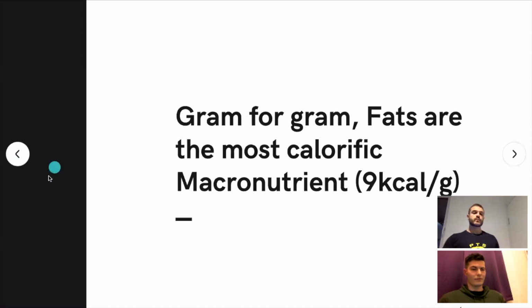Also, it is good to know that gram for gram, fats are the most calorific macronutrient. There are 9 calories per gram in fats, compared to the 4 calories per gram of carbs and protein. So it's a little bit more than double the energy. That's why fat is a very strong energy source. And it's also the reason why it gets demonized in the nutrition world, because of course it's the most calorific.